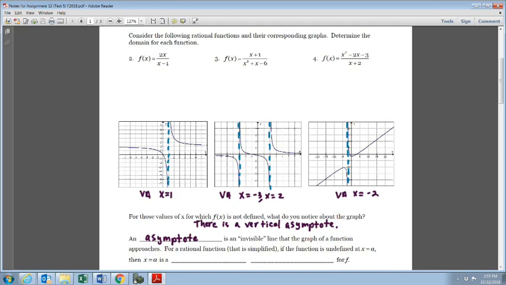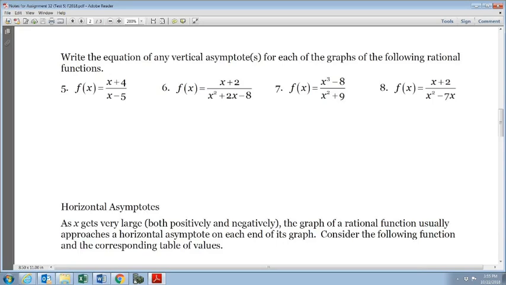For a rational function that's simplified, if the function is undefined at x equals a, then x equals a is a vertical asymptote. So basically, wherever we have a restricted value on a rational function, that's where we're going to have our vertical asymptotes. All right, so let's use that rule. It says, write the equation of any vertical asymptotes for each of the graphs of the following rational functions. So on number 5, you can see that x can't be 5. That's my restricted value. And so that's where we're going to have a vertical asymptote.